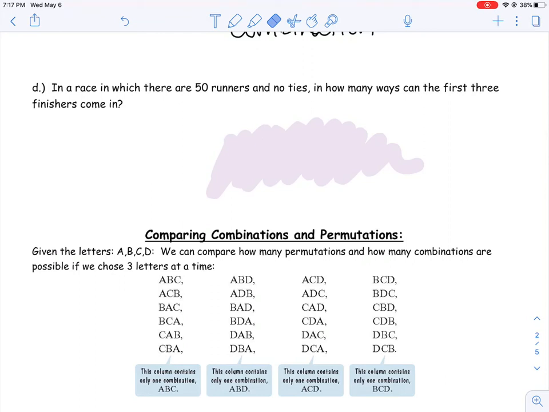In D, it says, in a race in which there are 50 runners and no ties, in how many ways can the first 3 finishers come? First place, second place, and third place. Does order matter? Well, yeah, don't you want to be first place? So in this case, if you have 50 runners and you need to choose 3, but order matters, first, second, and third place, this would be an example of a permutation. The first thing we need to do on all these problems, because eventually it's going to be all mixed up and then we're going to even add to it, is decide whether it is a combination or a permutation. From there, we're going to solve it a little bit differently depending on which one it is. So make sure you have a good understanding of which one is which before we continue.